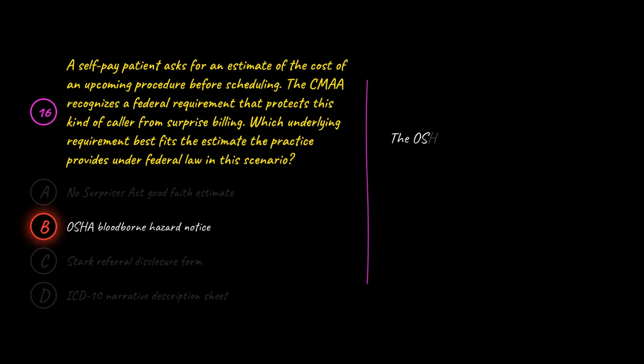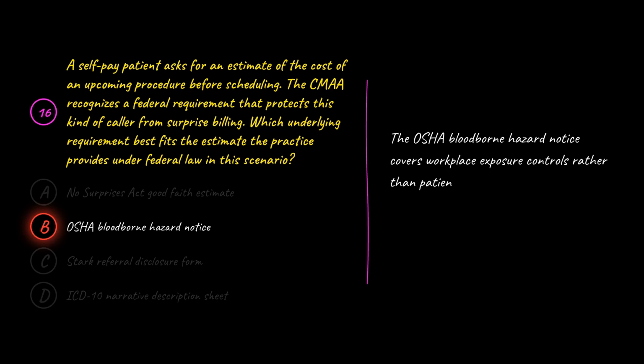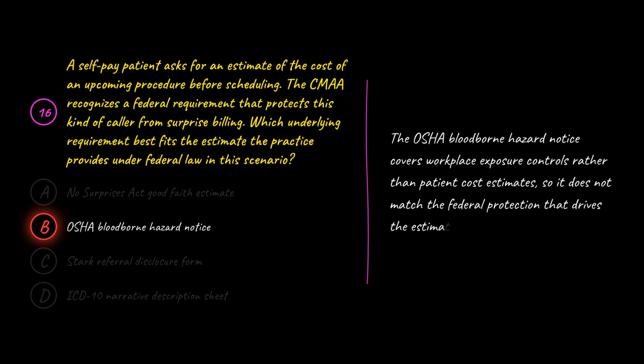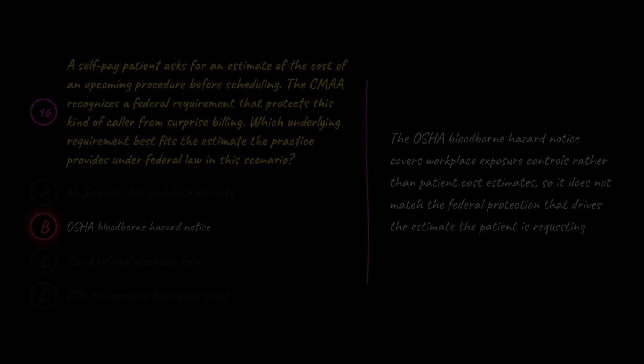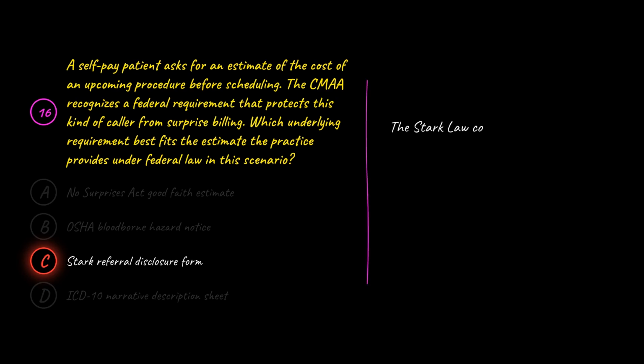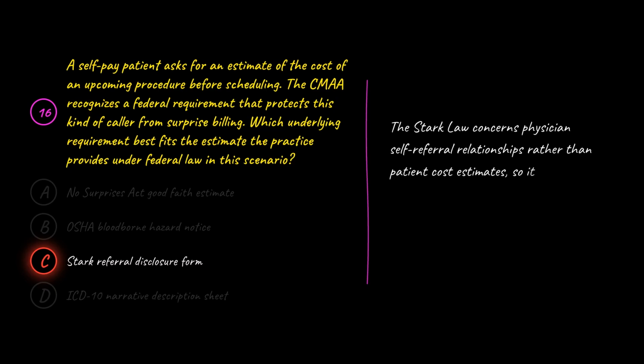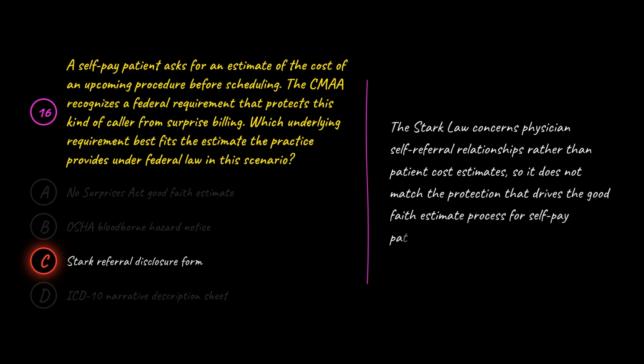B is wrong because the OSHA bloodborne hazard notice covers workplace exposure controls rather than patient cost estimates. So it does not match the federal protection that drives the estimate the patient is requesting today. C is wrong because the Stark Law concerns physician self-referral relationships rather than patient cost estimates. So it does not match the protection that drives the good faith estimate process for self-pay patients.